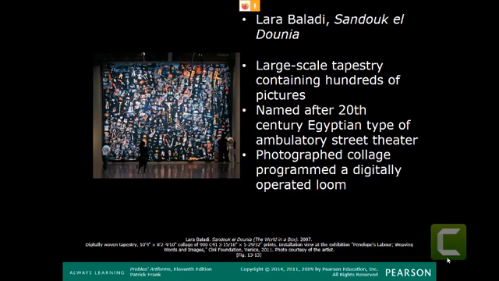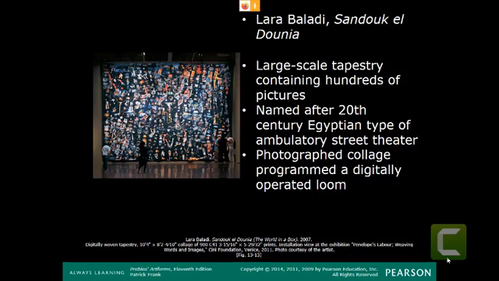And this is Sondok El Donia by Lara Baladi. In other words, in English, The World in a Box. Made in 2007. Large-scale tapestry with hundreds of pictures. It was named after a 20th century Egyptian type of ambulatory street theater. So it's actually made after a type of street theater. Interesting.